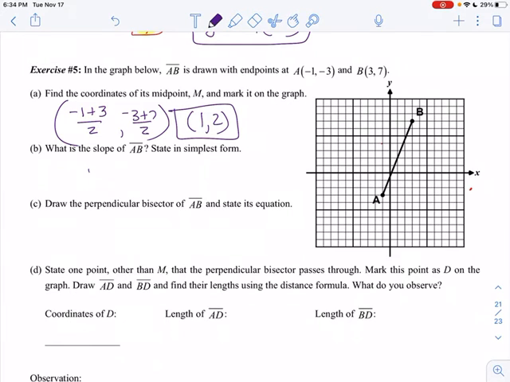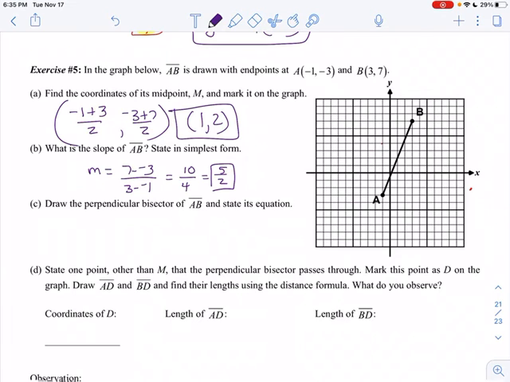The next step is to find the slope. So my slope of AB, I subtract the y's, that goes on the top, 7 minus -3. I subtract the x's, that goes on the bottom, 3 minus -1. 7 minus -3 is 10. 3 minus -1 is 4. Now you can reduce that. They're both even numbers, so I'm going to divide by 2, and I get 5/2.